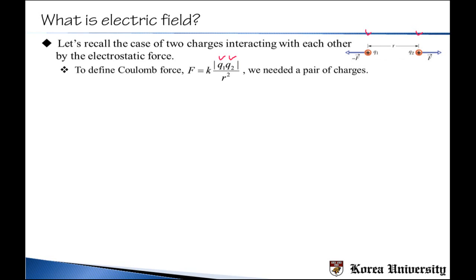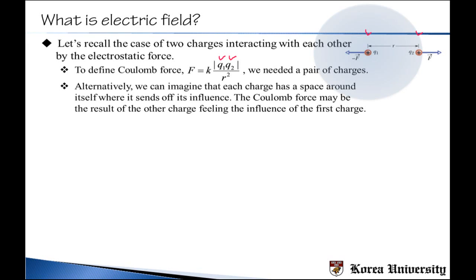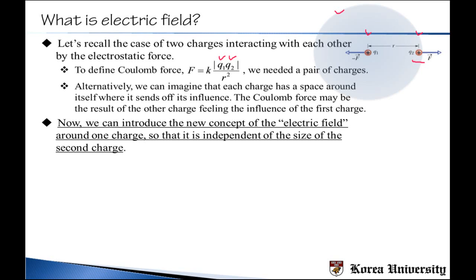But now, instead of thinking of the Coulomb force as a direct interaction between two charges, let's think about it a little bit differently. In this view, we imagine that each charge has a space around itself where it sends off its influence, just like the figure here. Then the Coulomb force may be the result of the other charge feeling the influence from the first charge. If you take this approach, we can introduce a new concept of the electric field around one charge, so that this value can become independent of the size of the second charge.